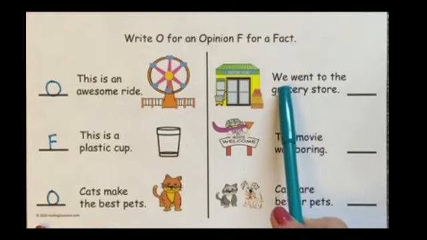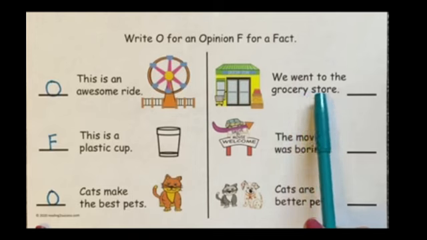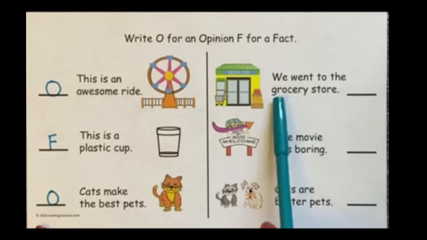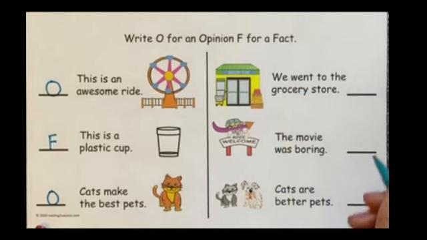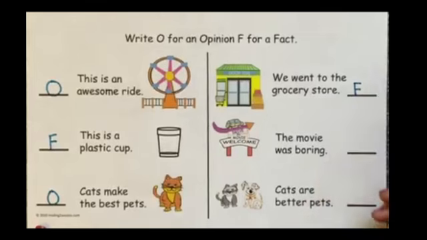This sentence says, we went to the grocery store. It says grocery store. We see food. So grocery is our adjective. And it is not a drugstore. It is not a dollar store. It is a grocery store. So it is a fact because we can observe it. We can see what it is for sure. So we don't have an opinion.